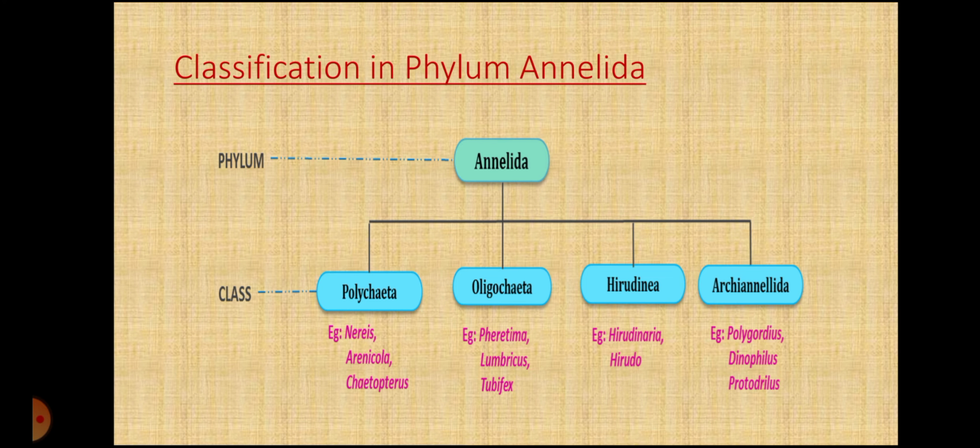Then we next talk about the classification in phylum Annelida. Phylum Annelida is generally classified into four classes. First is the Polychaeta, second Oligochaeta, third is Hirudinea, and fourth is Archiannelida.